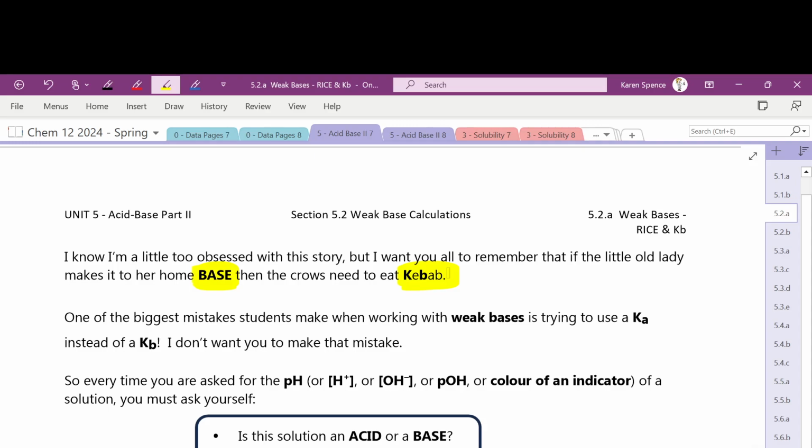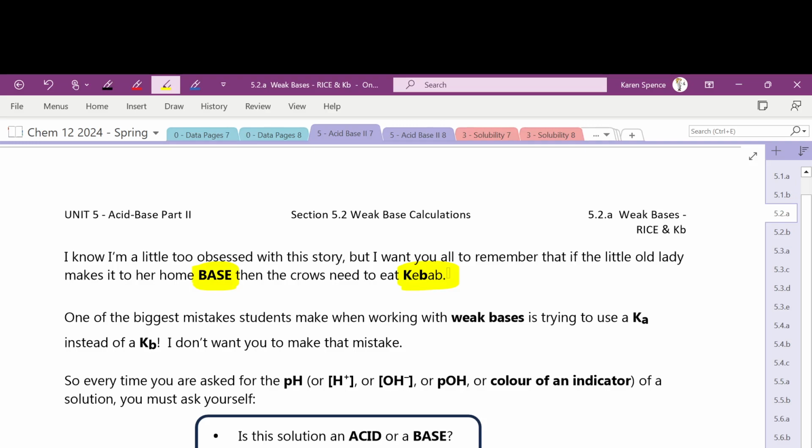So many students, when working with a weak base, will try to use KA instead of KB. Oh, it pains me. Every time I see it, the question literally says the weak base, and then they give me this whole thing where it's acting as an acid. And I'm like, it says base in the question. So make sure, if you don't want me making that horrendous noise ever again, that you read the question.